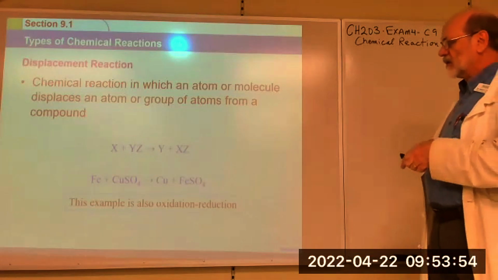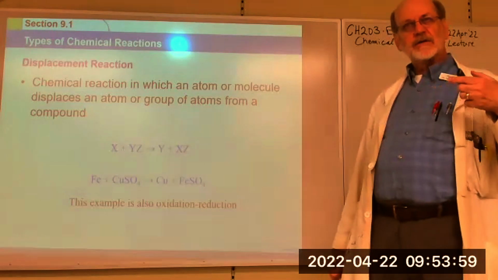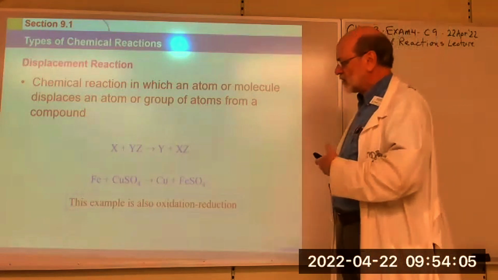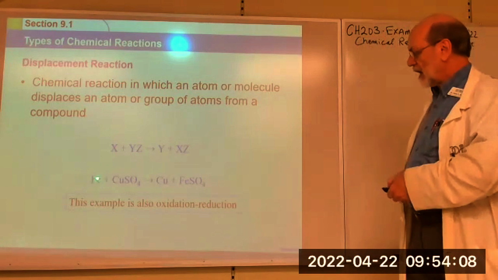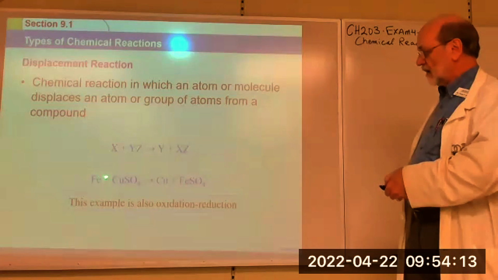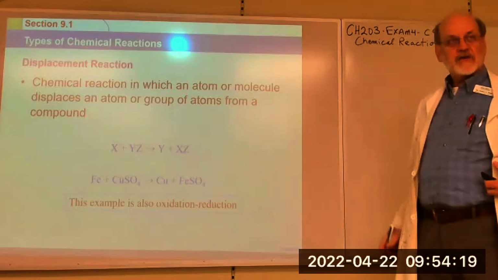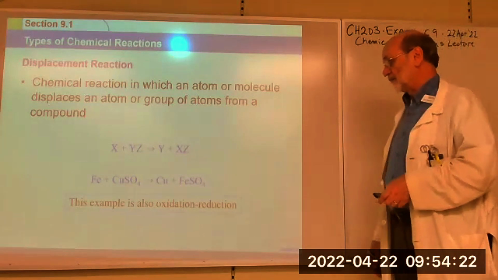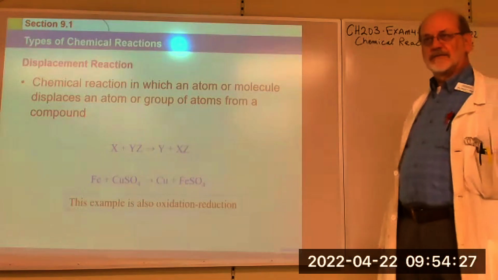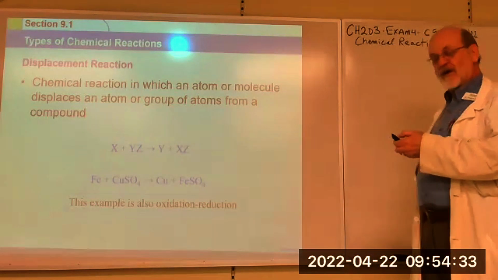A displacement reaction is where you have one element reacting with a compound, and the element replaces one of the members of the compound. So in this case, iron is displacing copper. You get the copper metal here, and you get iron combined with sulfate. That's a single replacement or a displacement reaction. You can call it either one. This is also an example of an oxidation reduction reaction, which I haven't defined yet, but I will. Or you may already know if you've read ahead.